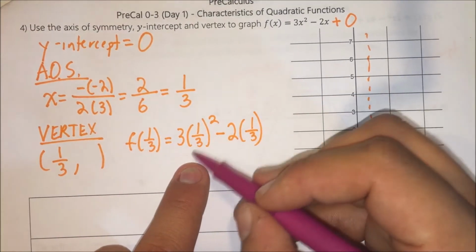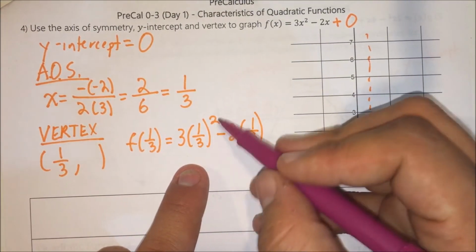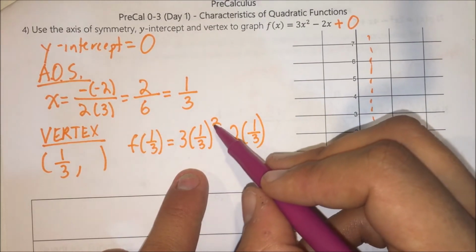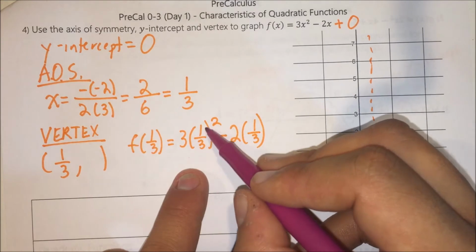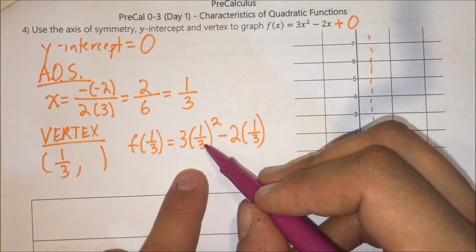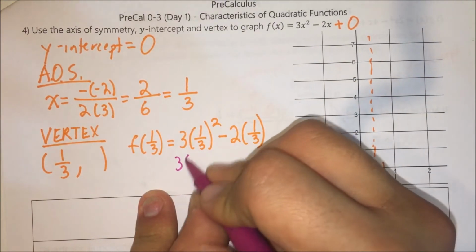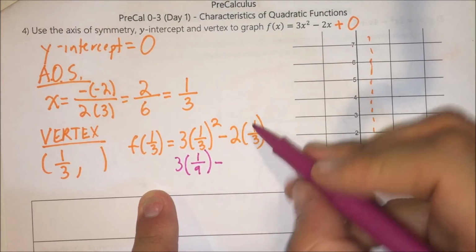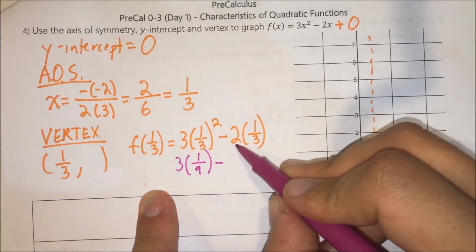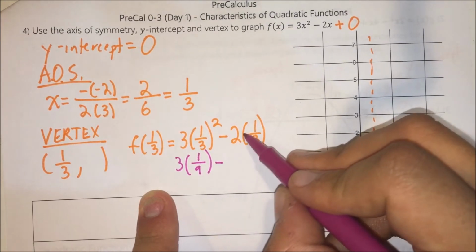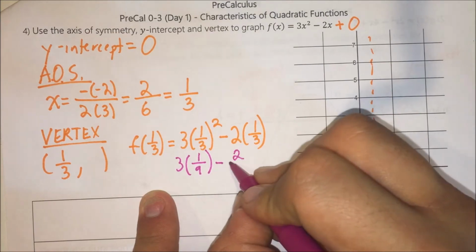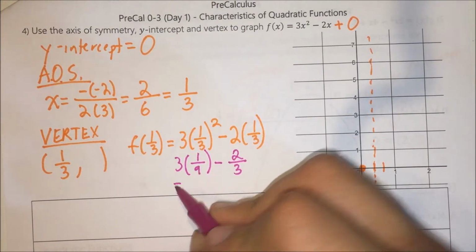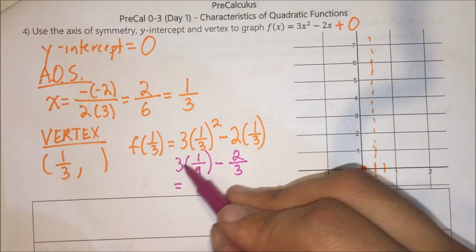So you can enter this into your calculator, but I'm going to work with this a little bit. So remember your PEMDAS, which is that you have to do the exponent first. And when you square a fraction, you actually have to square both the top, the numerator, and the denominator. So this will give us 3 times 1 over 9. And whenever you multiply a whole number by a fraction, you're just going to multiply the whole number with the numerator.